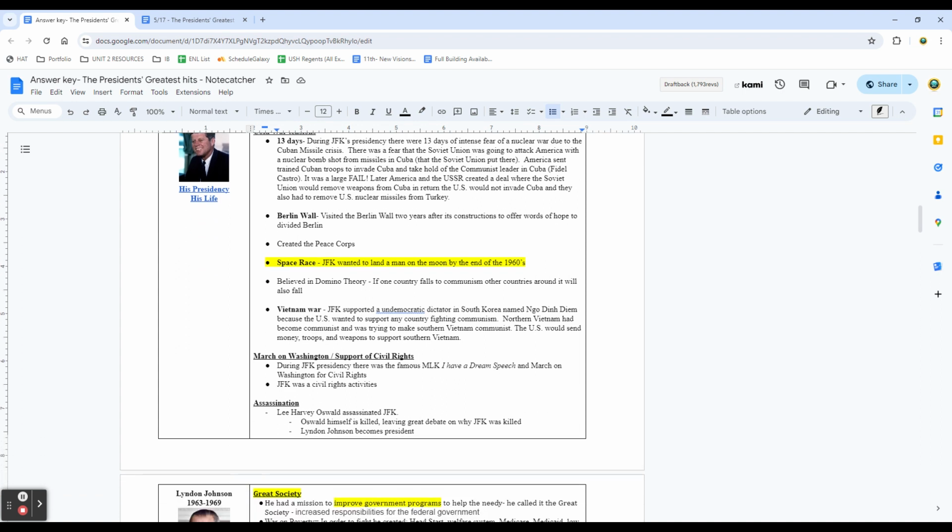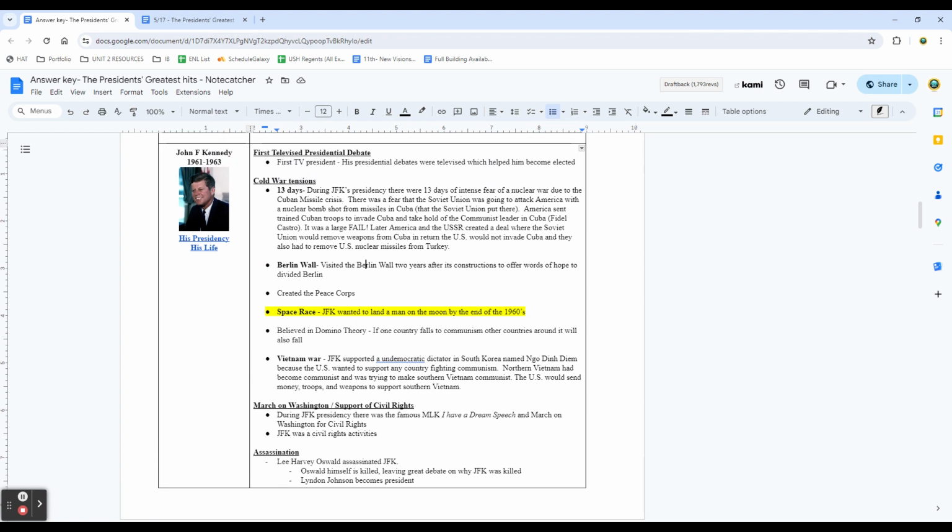In addition to his belief in domino theory and the Vietnam War, you should know that JFK was a major proponent of civil rights. Martin Luther King's March on Washington and I Have a Dream speech take place during Kennedy's presidency. Kennedy was a civil rights activist who wanted to sign many of the legislation and amendments that you'll see in Lyndon Johnson's presidency. Those were some initiatives under Kennedy.